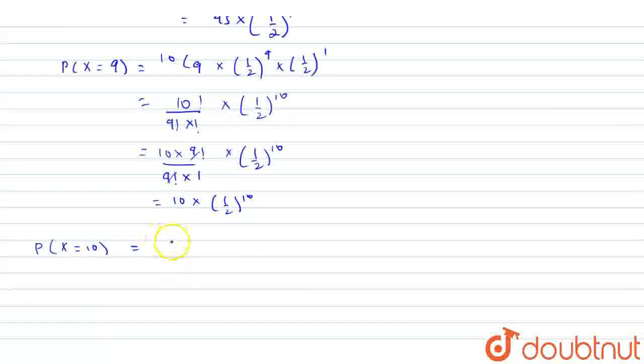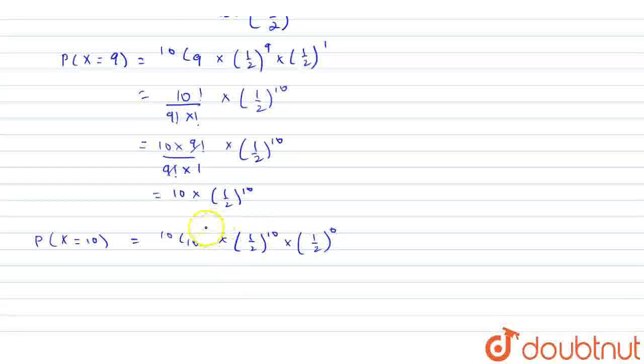As you can see, my small x is 10 over here, so I can write 10C10, right students, into 1 upon 2 raised to 10, because my x is 10, into q raised to n minus x. So 10 minus 10 will be 0. Now what is 10C10? We'll use the formula only: 10 factorial upon 10 factorial into 0 factorial, right students? This will be 1 upon 2 raised to 10. Now I can cancel this out. 0 factorial is nothing but 1. So this is 1 into 1 upon 2 raised to 10.